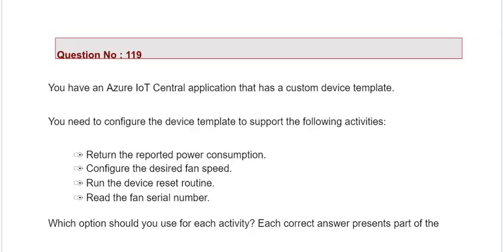Next question is, you have an Azure IoT Central application that has a custom device template. You need to configure the device template to support the following activities. First, return the reported power consumption. Second, configure the desired fan speed. Third, run the device reset routine. Fourth, read the fan serial number. Which option should you use for each activity? Each correct answer presents part of the solution.